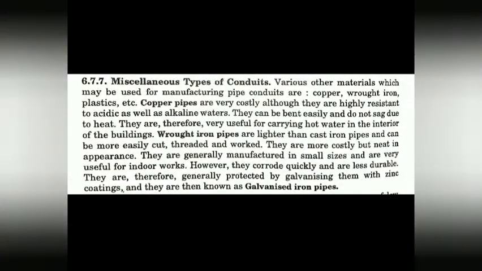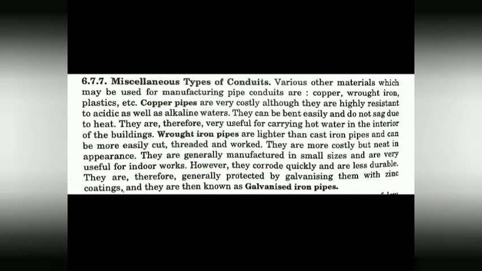Next, let us check what are the miscellaneous types of the conduits or the pipes that are available. Various other materials that are manufactured and used as conduits include copper, wrought iron, plastics, etc. We are more familiar with the plastic pipes since we are using them at house scale also. Copper pipes are very costly. Although they are highly resistant to acidic as well as alkaline waters, they cannot be bent easily and do not sag due to the heat, and they are therefore very useful for carrying hot water in interiors of the building. Since the material is costly, it is rarely used.